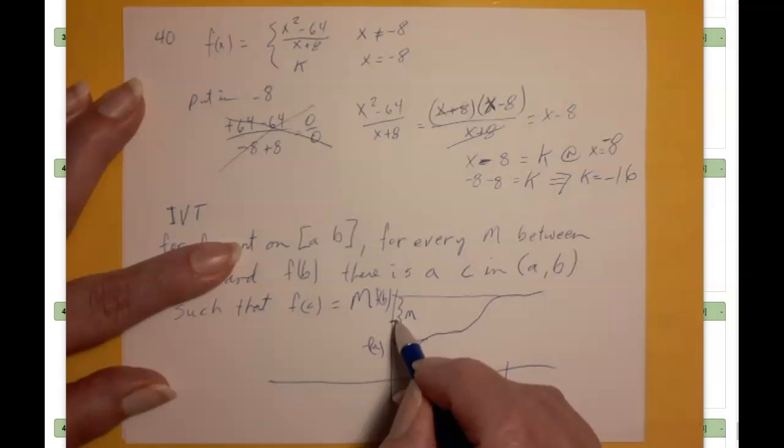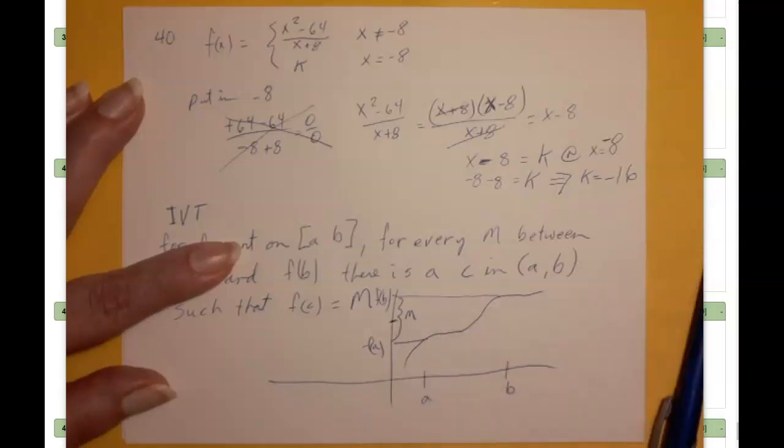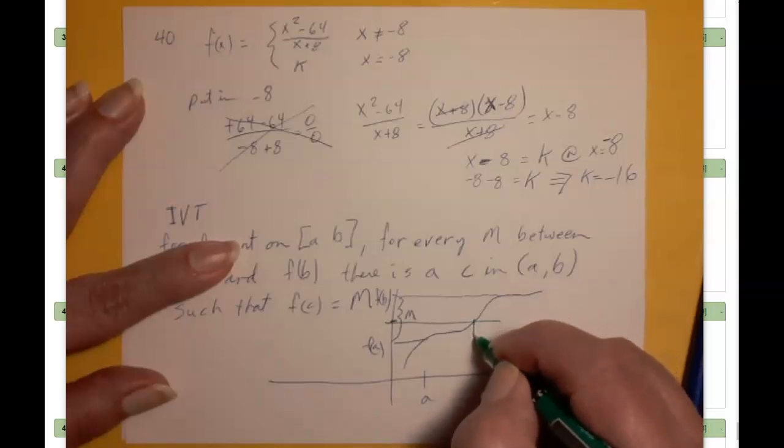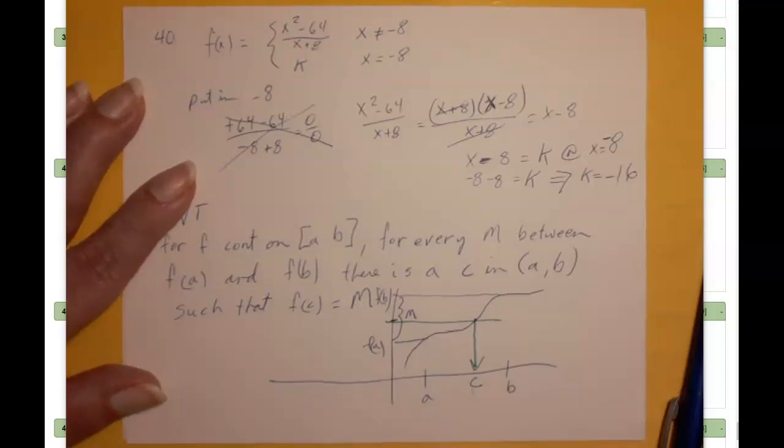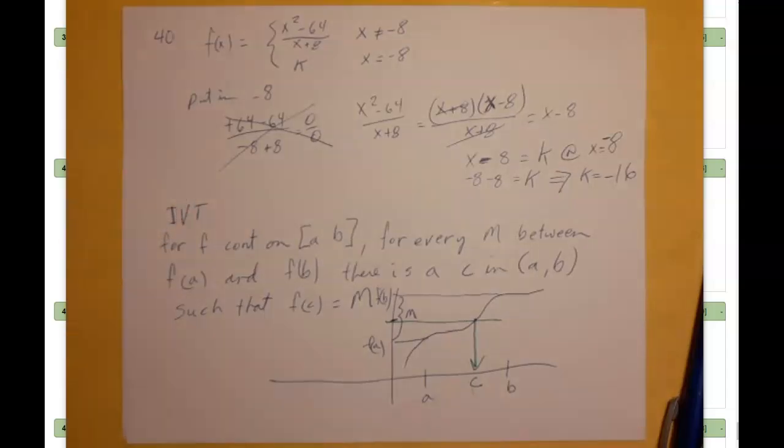So if I pick an m, that means that I can draw a line across here, and there'll be a c in between A and B, such that f of c equals m. So that's the idea of what the intermediate value theorem is. Well, that's actually what it is.